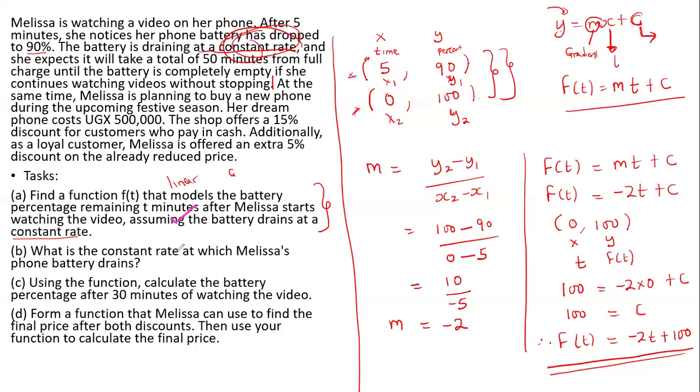Then they asked, what is the constant rate at which Melissa's battery drains? So now, can someone put for us the constant rate? What is that constant rate?